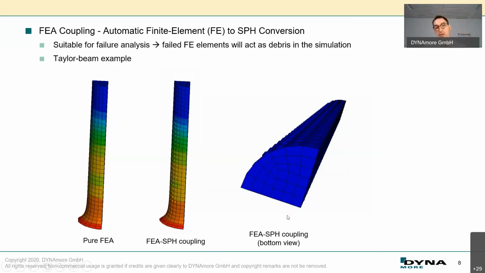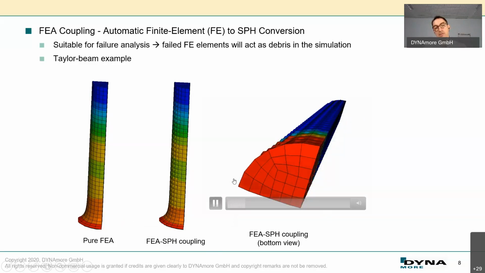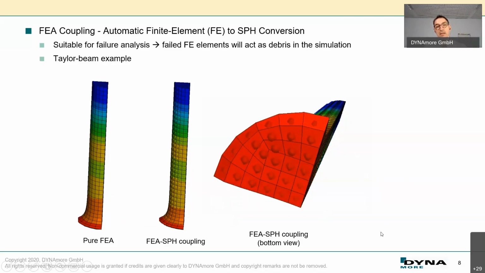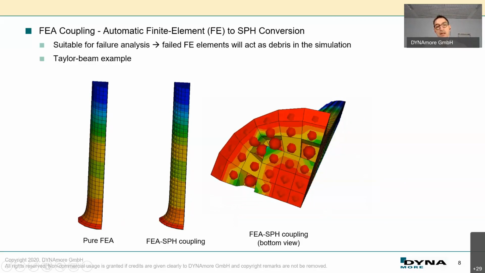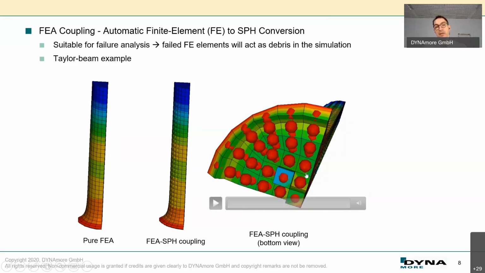Okay, it's a bit hard to see, but I'm just taking a look from the bottom of this bar, and you get this cone-like deformation here, as you can see. At some point you will see that the finite elements will fail. Let's continue deforming, and it will fail at some point. And you can see that the SPH elements will keep the stress information, and then you can continue computing. So this is a nice feature, especially regarding failure analysis.